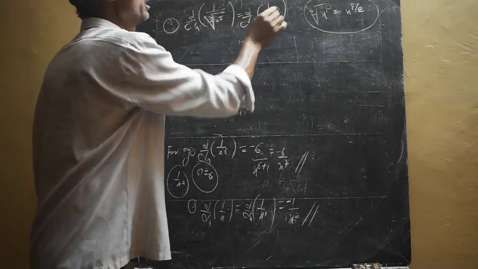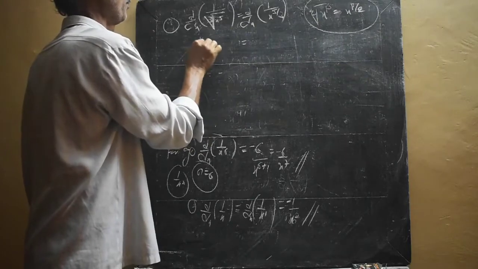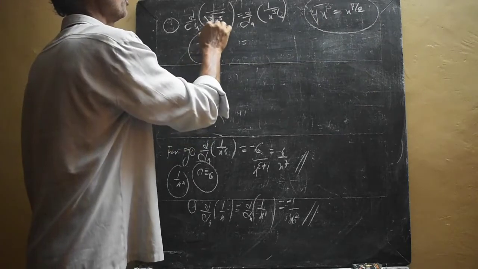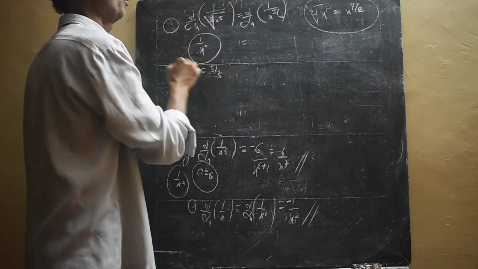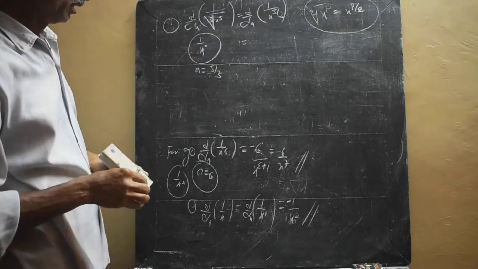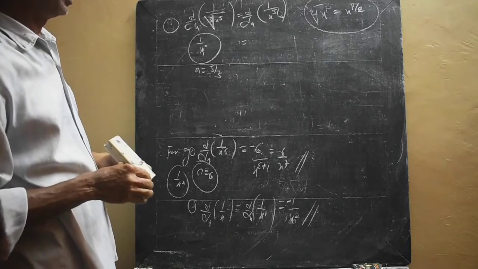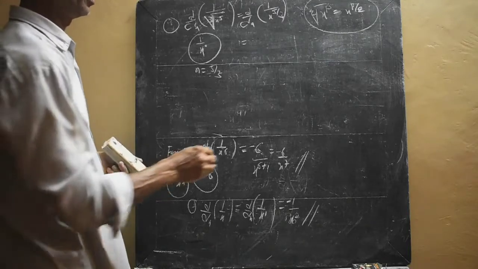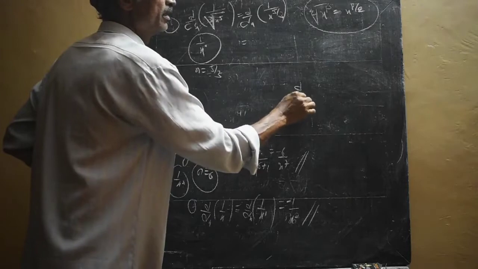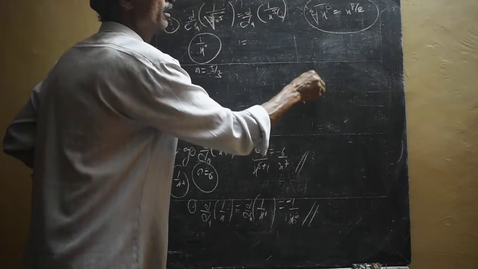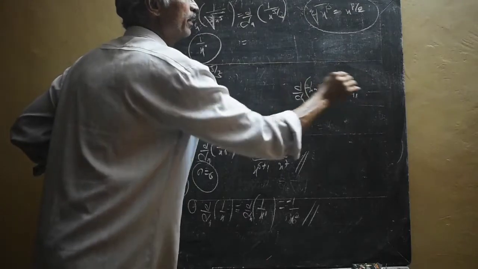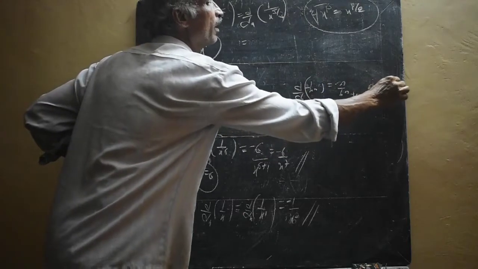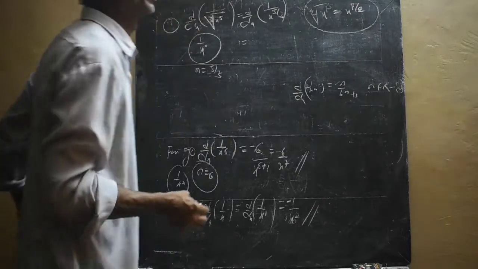Here n is 5 by 3. It is in the category of 1 upon x raised to n. n is what? 5 by 3. I told you n is any real number except 0. Here also n is any real number except 0. In that formula of d by dx of 1 upon x raised to n, you write like this: minus n upon x raised to n plus 1, where n belongs to any real number except 0. Okay.